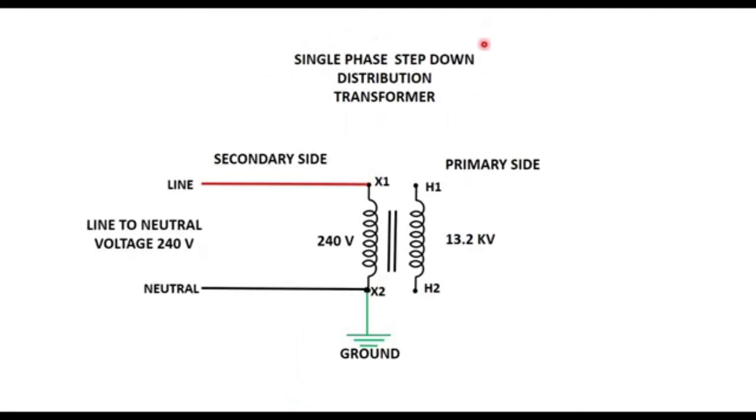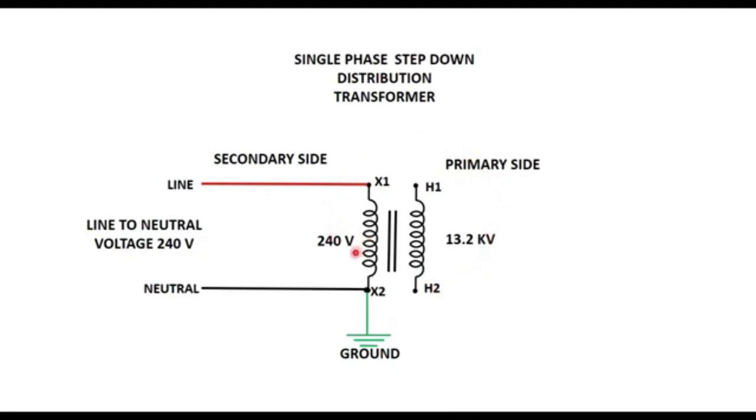Ito na po yung magiging set up ng single phase step down distribution transformer na ini-install ng mga power utility company para gamitin pang supply ng kuryente sa mga consumer. So dito po sa example natin, dito sa primary side, dito po ang kanilang supply. So halimbawa po 13.2 kV. Oh, ito pong H1 at H2 yung terminal niya, dito i-connect. So step down po ito.